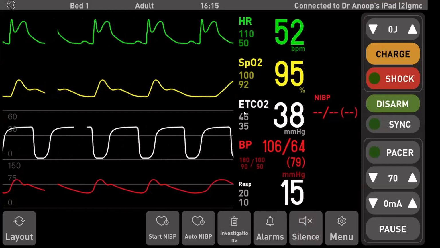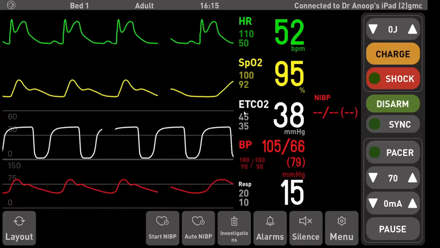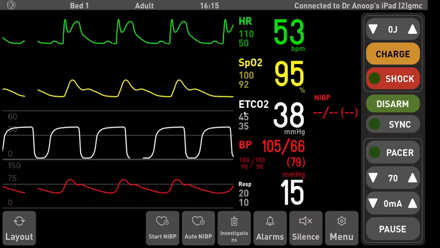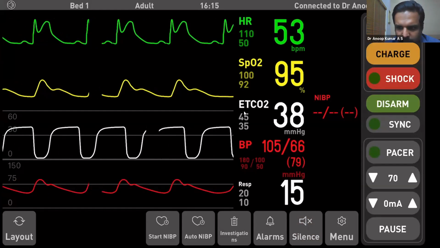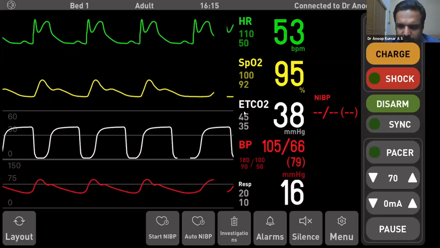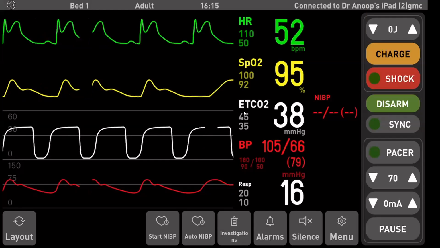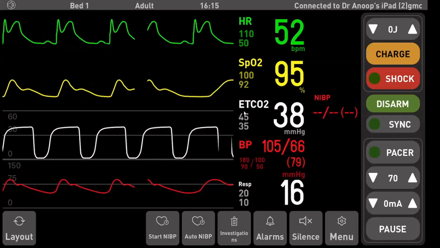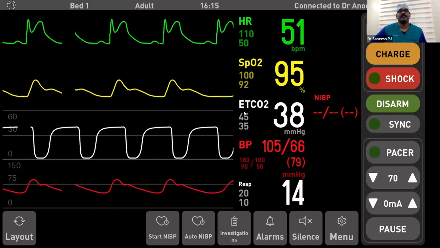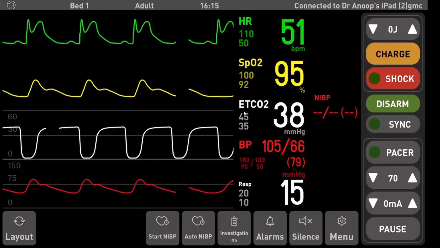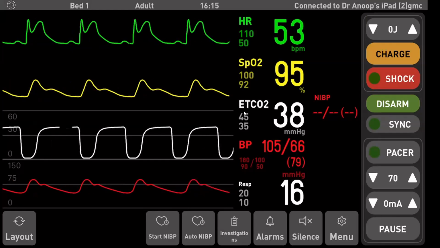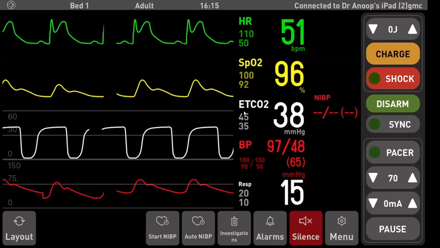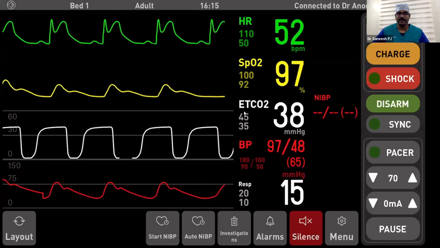Still he is hypoperfusing. I will try to increase the BP. How will you increase the BP? You have to tell the sister what she has to do. Now MAP is adequate, it's around 80. Okay. It looks like the line is slightly damped. I will check whether the arterial line is working properly or not. Okay. Damping issue is not there.